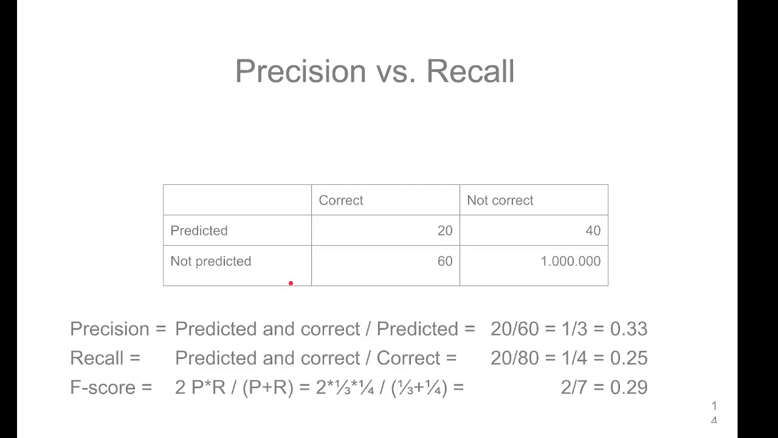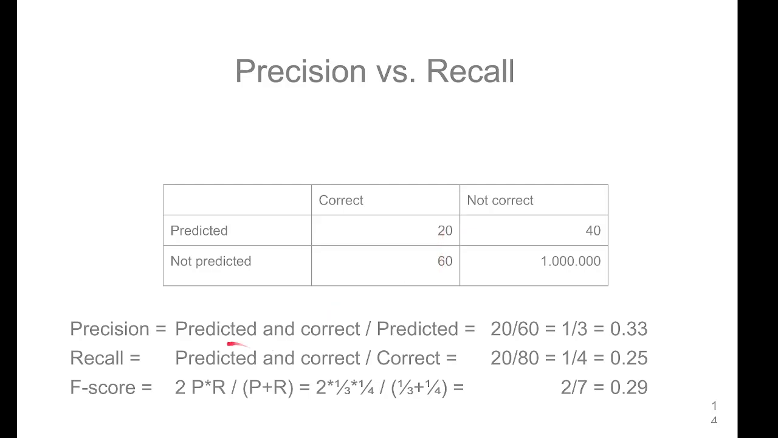Now imagine the following situation where we have a huge imbalance, that our database is full of items that are not predicted and are not correct, 1 million items. We do have 60 items that are predicted, so 20 of those are correct, but 40 are incorrect. And overall, we have in this huge database only 80 correct items.